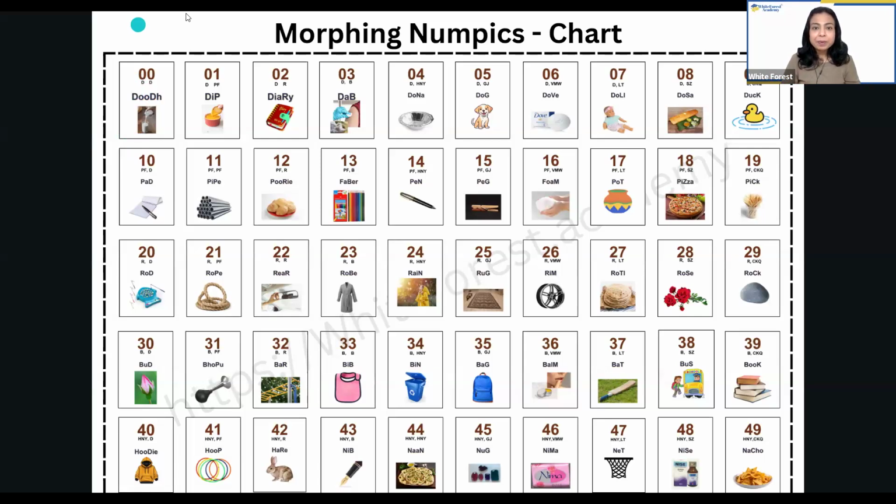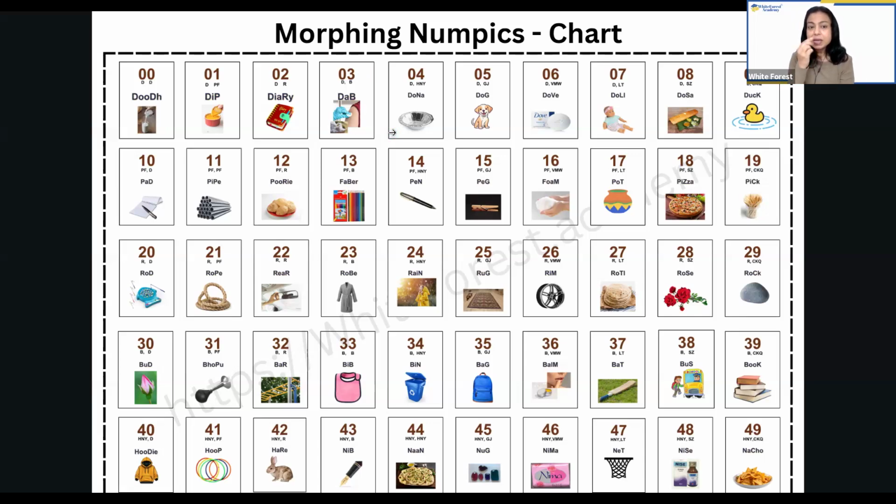0, 1. It is dip, right? D and per, dip. 0, 2. The sound is d and r. What can be the object? Diary, d, r, diary. 0, 3. Dab. Remember when we dab, whenever we are hurt, we take the cotton, we dab. So that is a cotton dab.